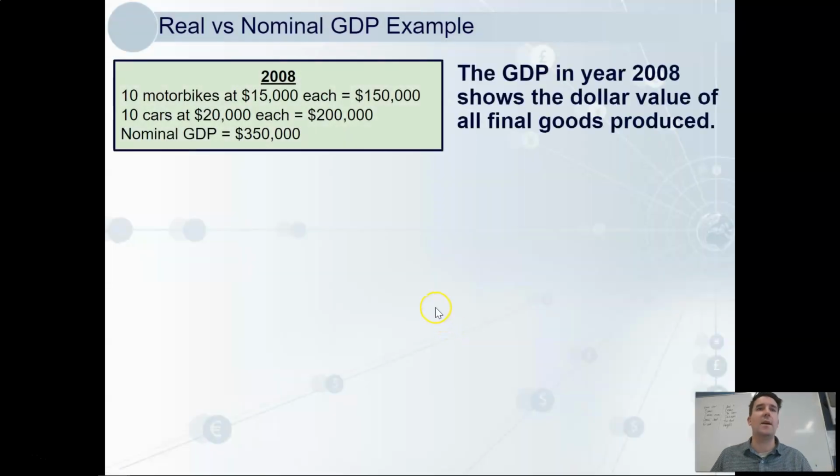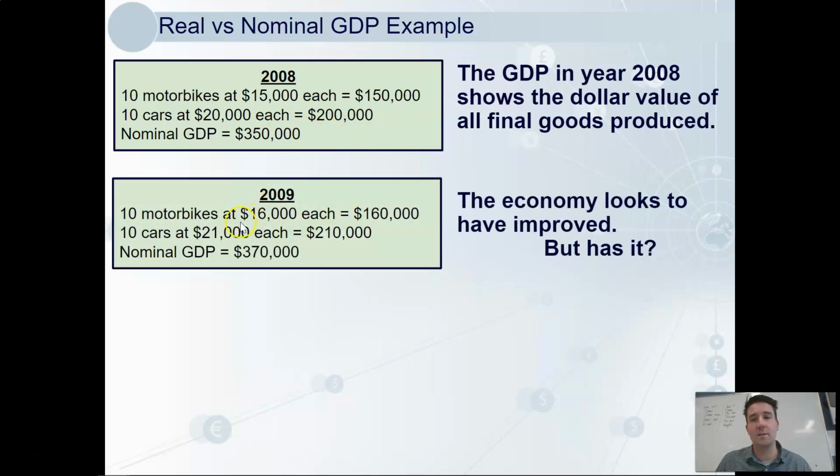So in 2008, the entire economy of Burmastan was 10 motorbikes sold at 15,000 each, 10 cars at 20,000 each. So we can see that the nominal GDP is $350,000. Okay. In 2009, prices have increased. So we're selling 10 motorbikes at 16,000, 10 cars at 21,000 each. So GDP here is 370,000. Now this number suggests that the economy has grown, but the level of production is exactly the same, 10 motorbikes, 10 cars. So there hasn't actually been any growth, the stuff has just gotten more expensive.